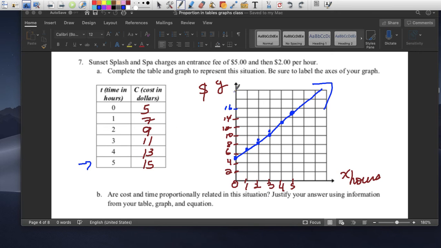Let me turn that table this way. So let me put it like this. 5 and 0, 7 and 1, 9 and 2, and then that's 11 and 3. So if these were all fractions, notice that they're not the same, right? They're not equivalent fractions. 7 over 1 is not the same as 9 over 2, which is not the same as 11 over 3, etc. So we don't have the same constant of proportionality.